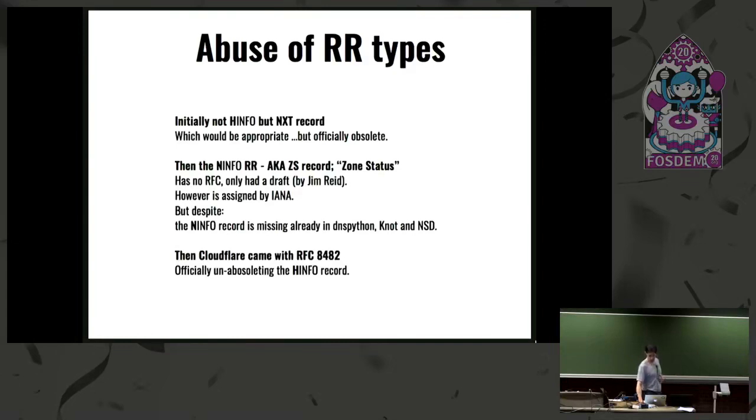Then I tried the zone status record, which is assigned by ICANN, but it does not have a real RFC. It only had a draft, and therefore it's not supported in DNS Python, nor in NSD. So the record does not exist in there. But while I was experimenting, Cloudflare made the INFO record unobsoleted, and that's the record that I kind of abuse for this.